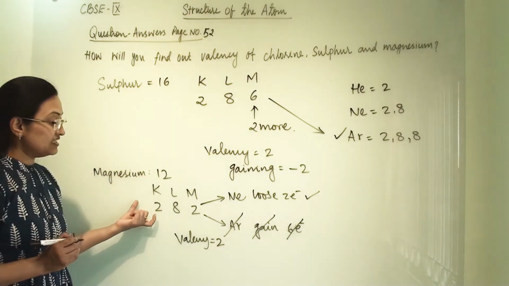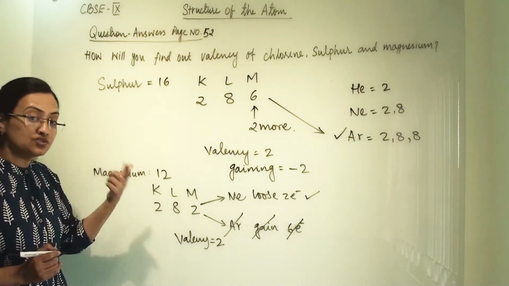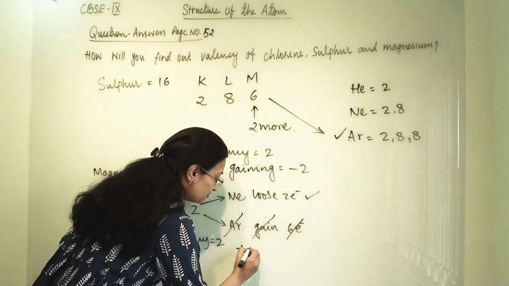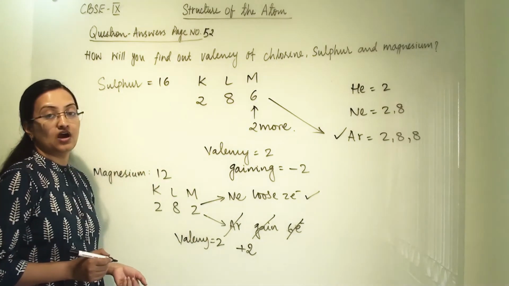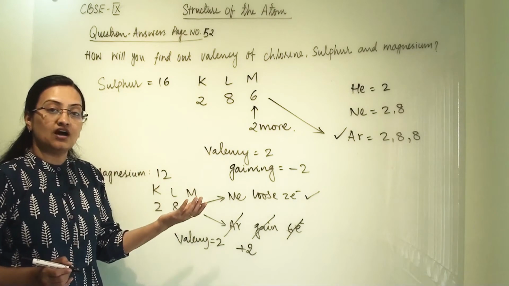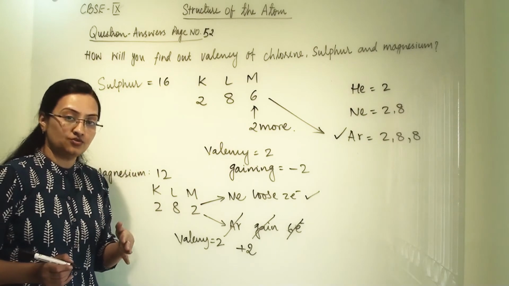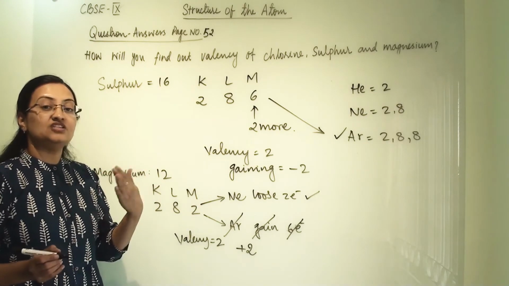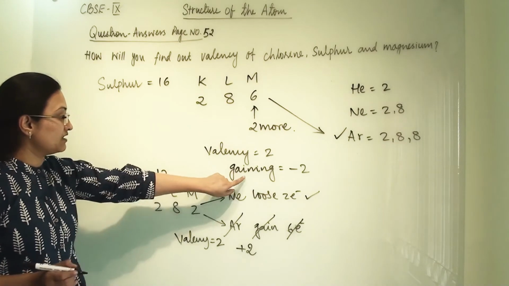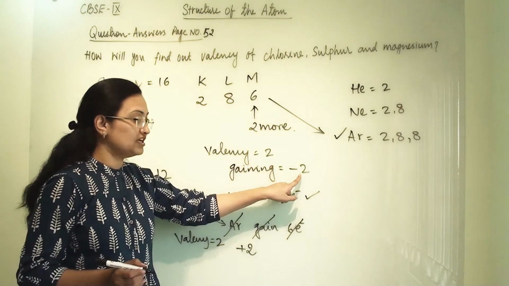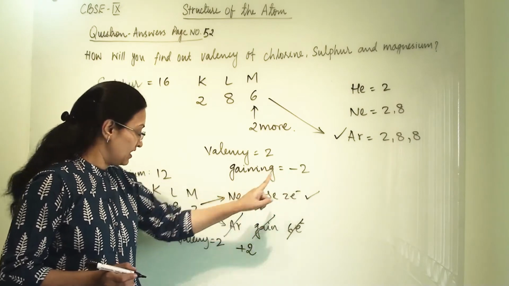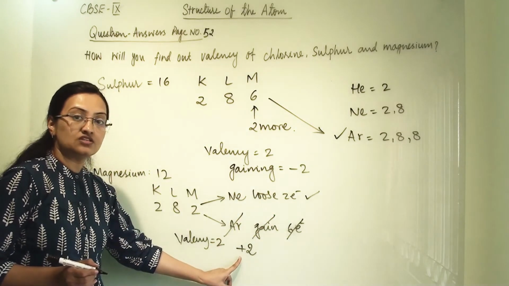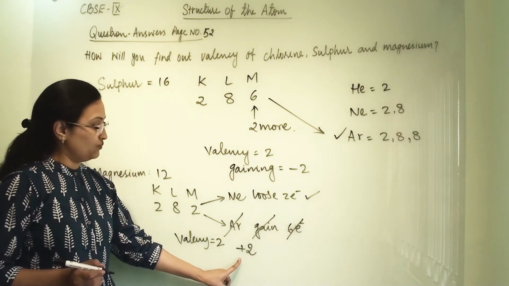And since this will achieve it by losing electrons, the charge of that will be plus 2. How many electrons the atom is losing, that much charge it will generate. How many electrons an atom is gaining, that much charge it will get. Here it is gaining 2 electrons, so that's why it is minus 2. Here it is losing 2 electrons, that's why it is plus 2.